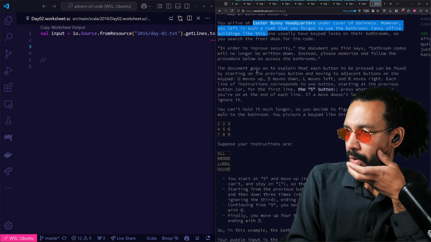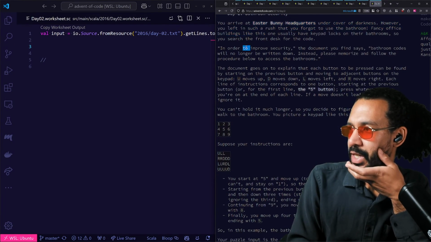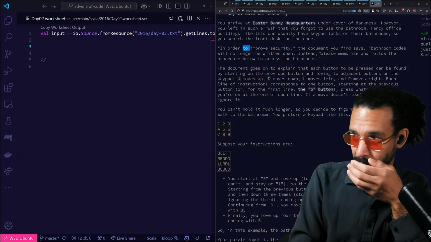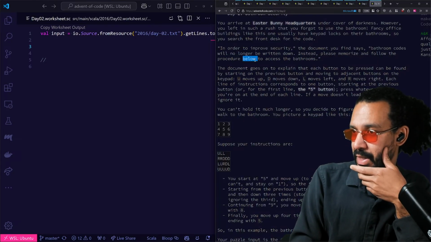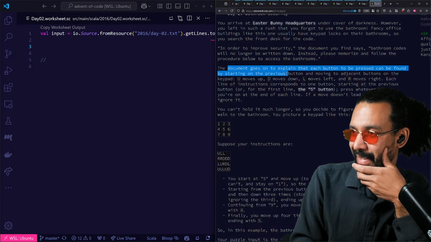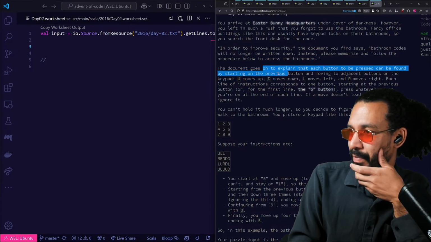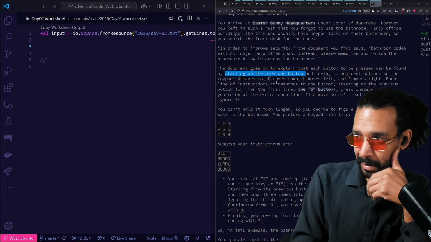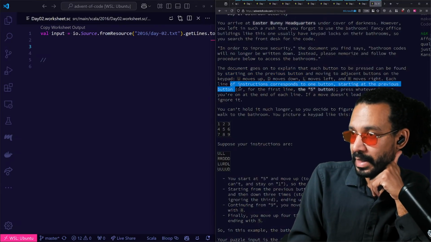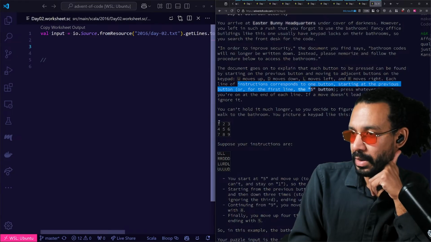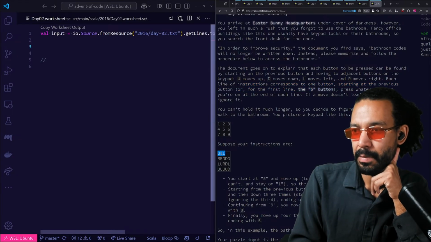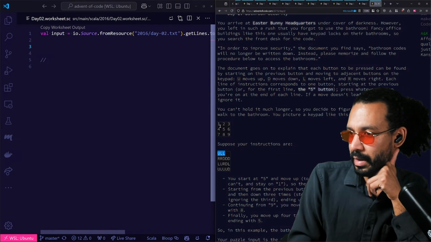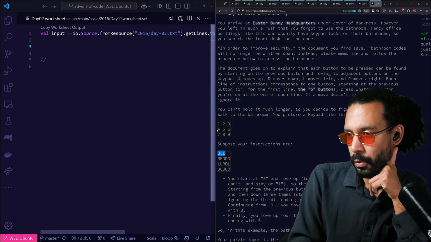Easter Bunny headquarters. There's a security document. Bathroom code's no longer written down. Memorize and follow the procedure below. Each button to be pressed can be found by starting on the previous button and moving to adjacent buttons. UDLR, okay. Each line of instructions corresponds to one button. So these are instructions. So we start somewhere, up, left, left. I guess we start at 9. So 4 is the first one we hit.